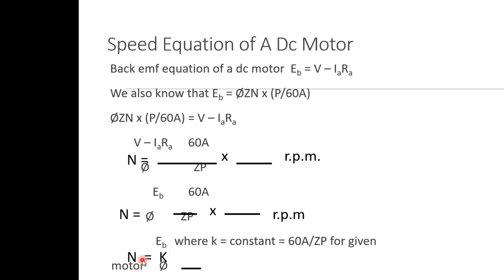So N is equals to K into EB by phi. Okay. So N is equals to constant K EB by phi, that is flux.